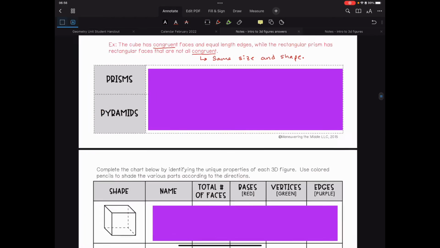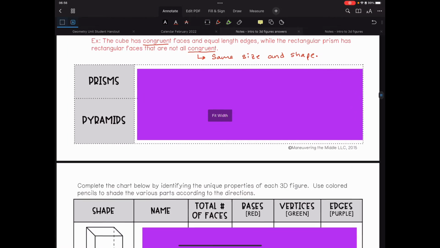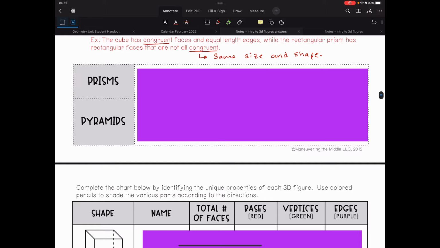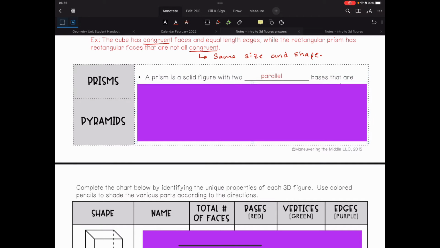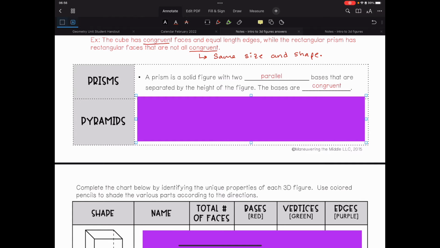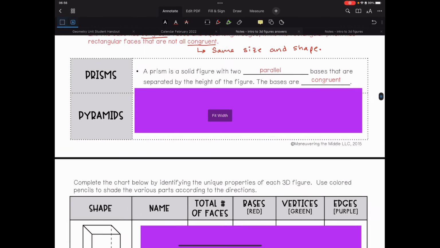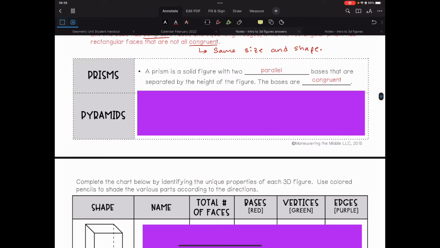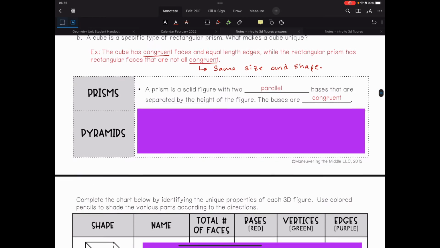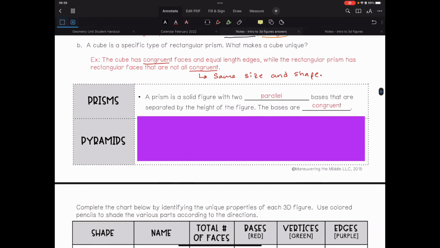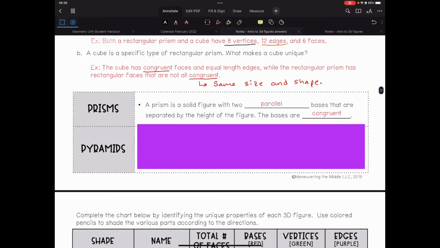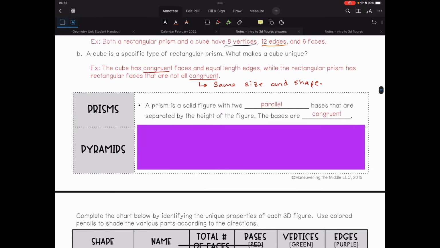Okay, so let's look now at the different types of 3D shapes that we have. We have prisms and pyramids. So what are prisms? A prism is a solid figure with two parallel bases that are separated by the height of the figure, and the bases are congruent. So a prism is a solid shape with two parallel bases that are separated by the height of the figure.